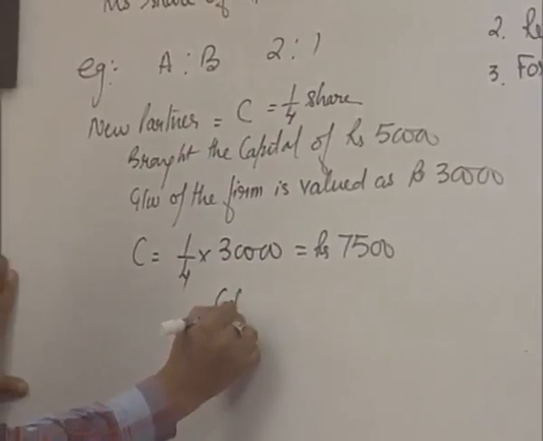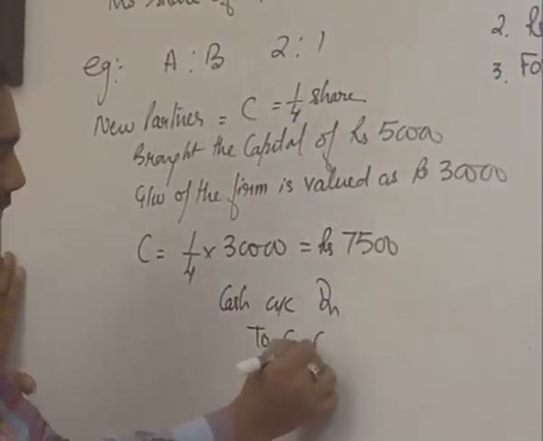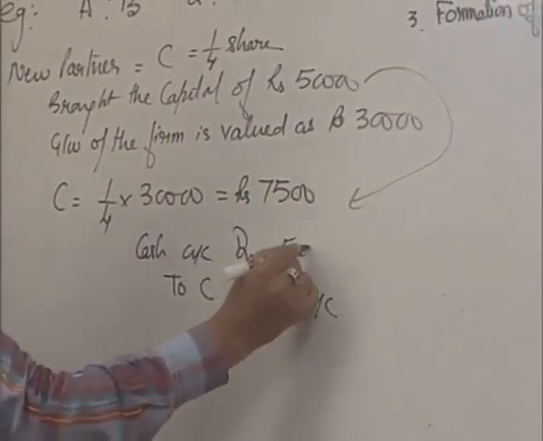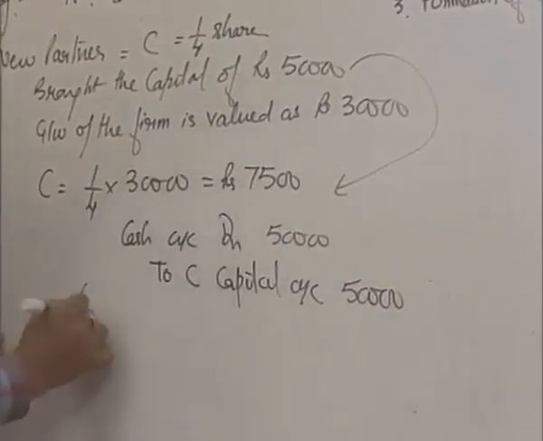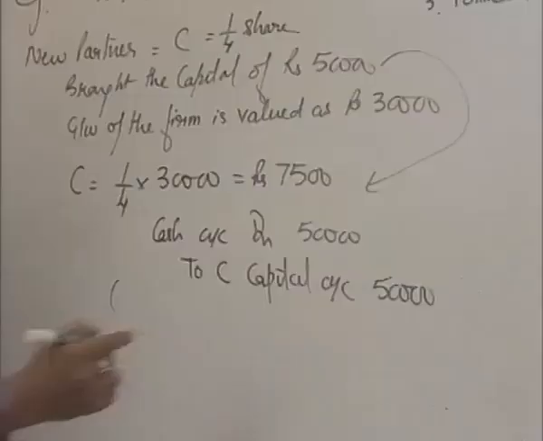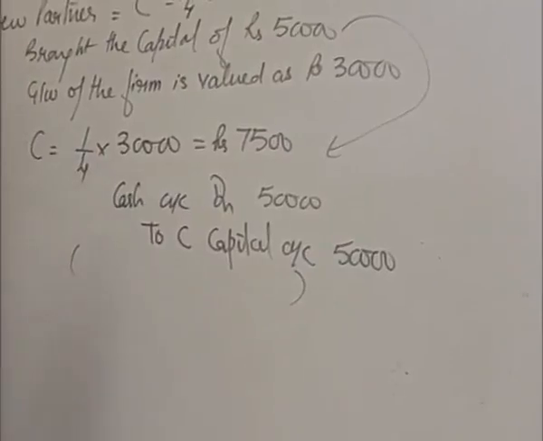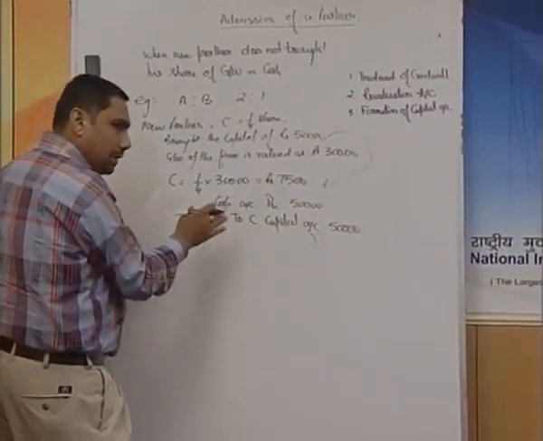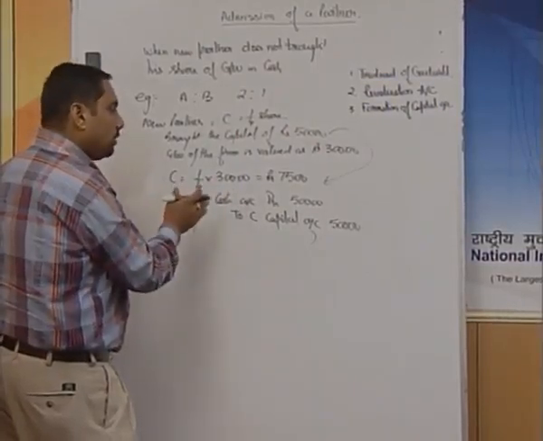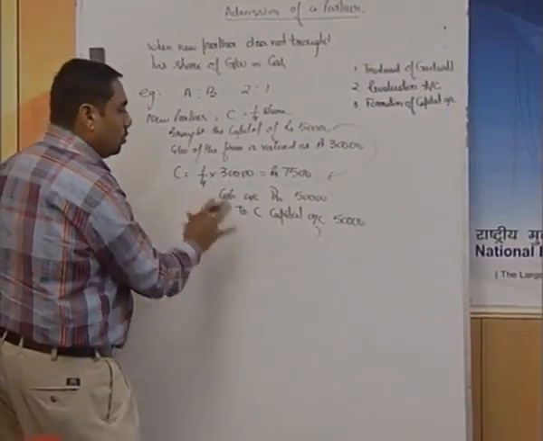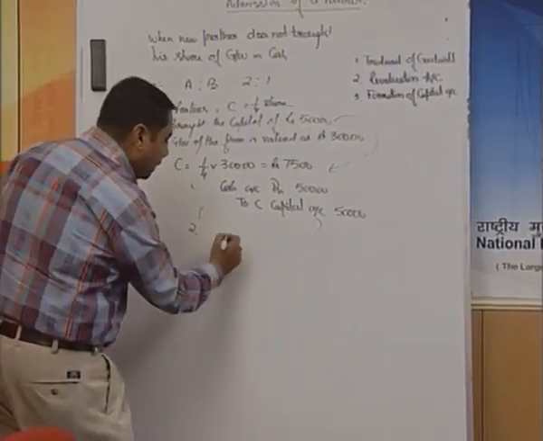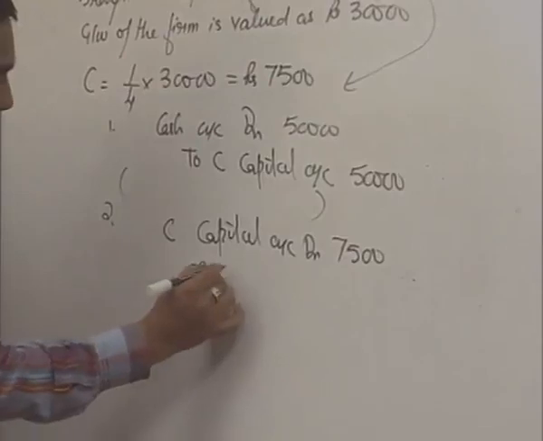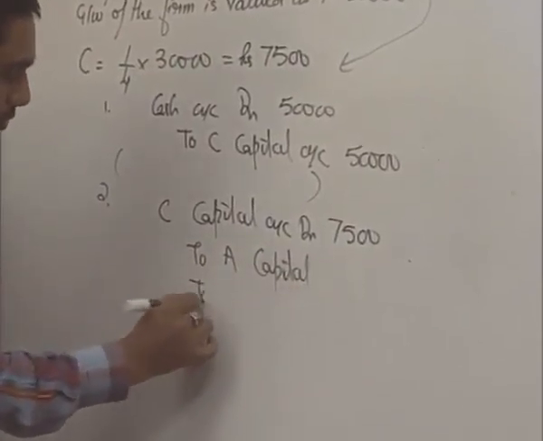So now our entry is: Cash account debit to C capital account, because only the capital has been brought. And what is the value of the capital as per the question? This is 50,000. The narration could be: for capital brought by C in cash. Now, for the goodwill which he hasn't brought, there are two possible conditions. One is, we take the amount of goodwill from his capital, in case the capital has been brought, or we can take it from his current account by opening a current account. I am explaining both conditions to you. So this is our first entry. Second entry is C capital account debit, the value of goodwill, 7,500, to A capital, to B capital.